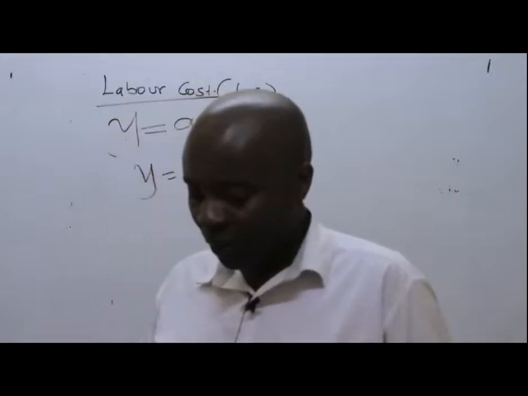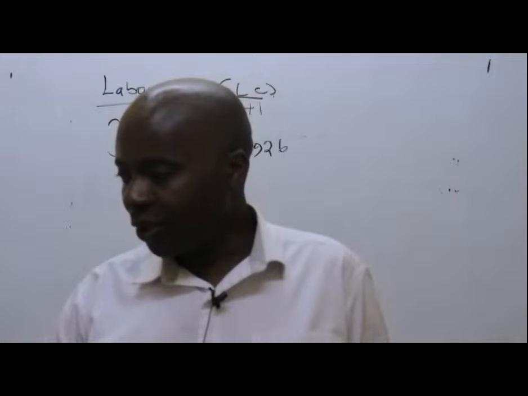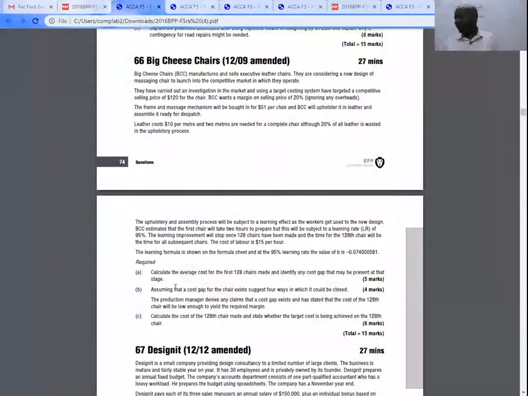Great. Now, please read the question. What do they want us to do in part 1? In part 1, they want us to calculate the average cost for the first 128 shares. So give me the labor cost of the first 128 shares. So Y for the first 128 will be 30, where 128 is the quantity, raised to 0.926. So please give me this answer. We say 30 times 128 raised to that parameter.